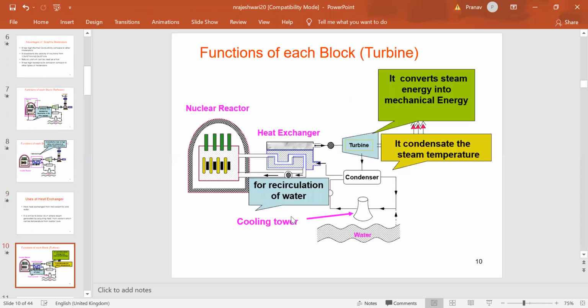And the next one is the turbine. It converts steam energy into mechanical energy, and this condenser will condense the steam from the turbine, which is excess steam. And these cooling towers are for recirculation of water. So from this condenser, some exhaust steam is coming to these cooling towers, which cool that steam into water, and it will recirculate through the heat exchanger to the nuclear reactor.